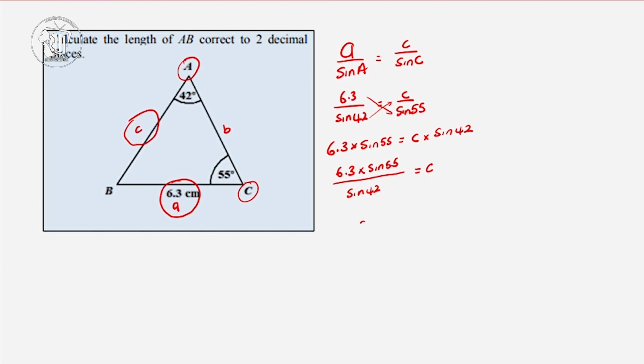So we'll end up with a value of C being equal to 7.71248. And to round this off correct to 2 decimal places, we see C would be equal to 7.71. So you can say AB is equal to 7.71 cm. And that is the answer for that question.